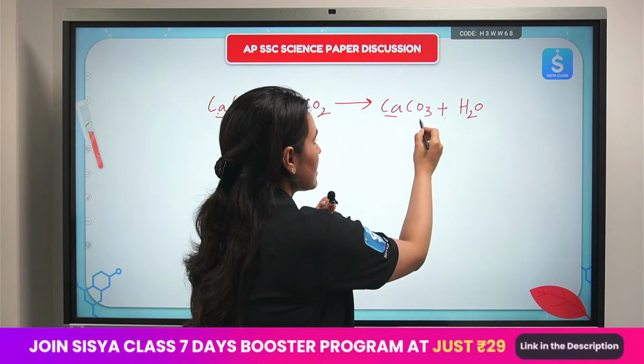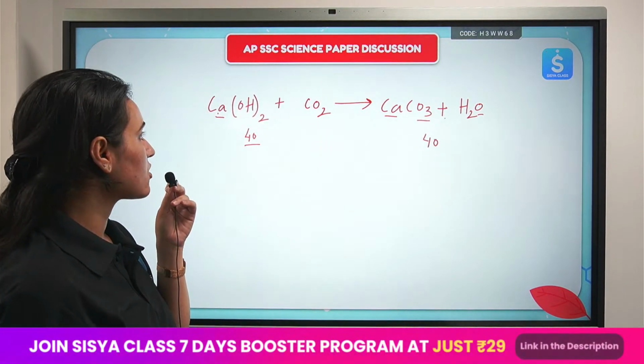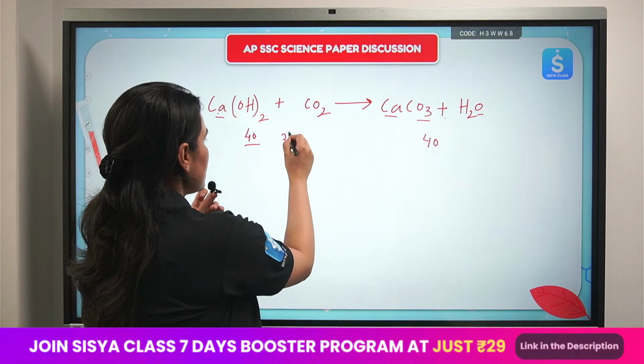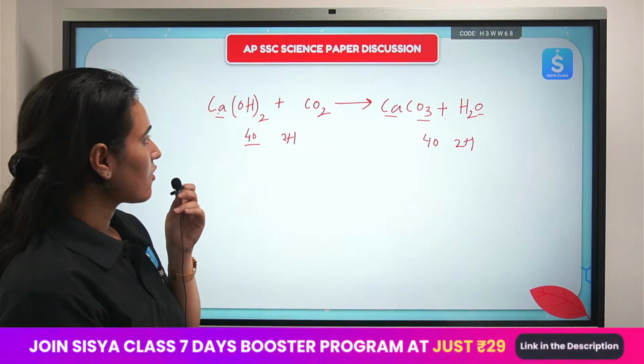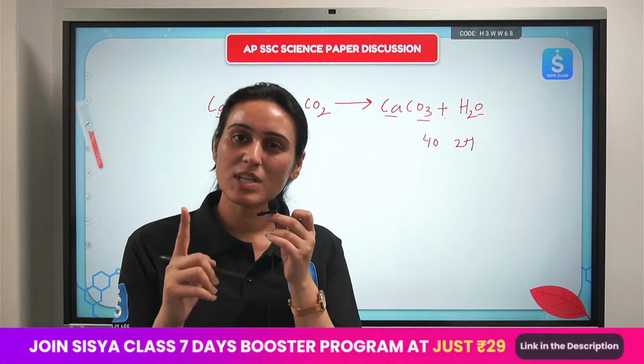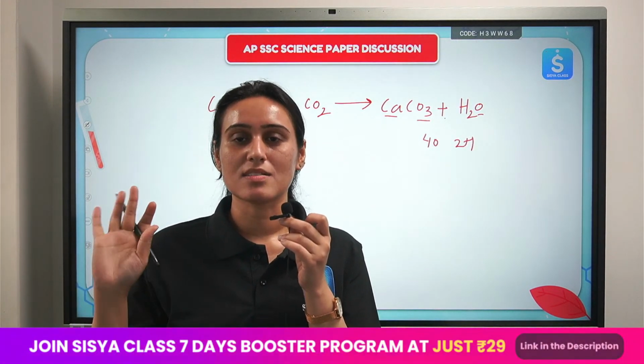I can clearly see 4 oxygen atoms on this side also. What about hydrogen? 2 hydrogen atoms here, 2 hydrogen atoms here. And finally carbon. Carbon, only 1 atom is present on both reactant and product side. So the equation is already balanced. You don't have to do anything.